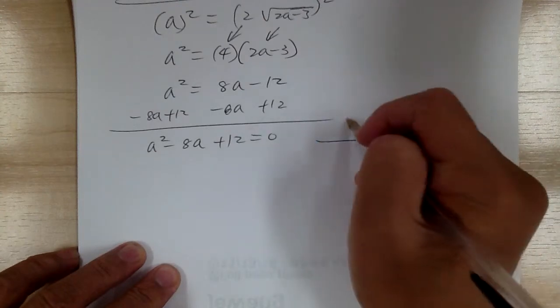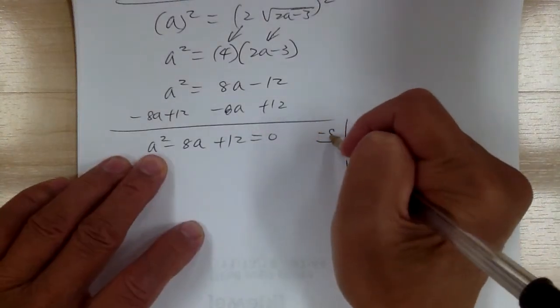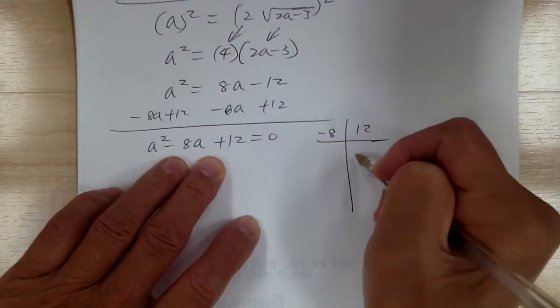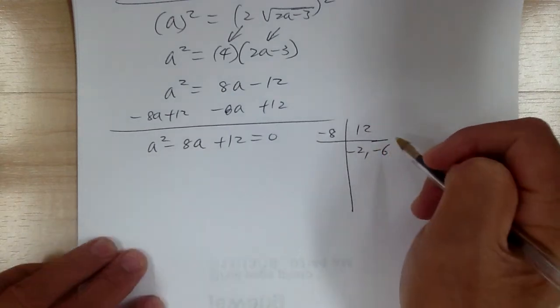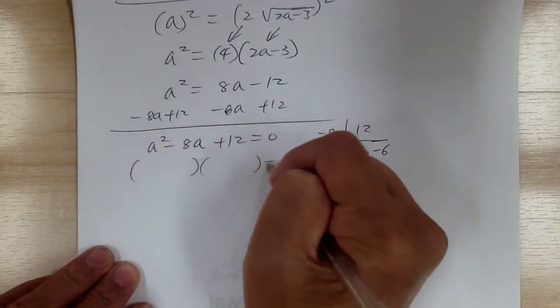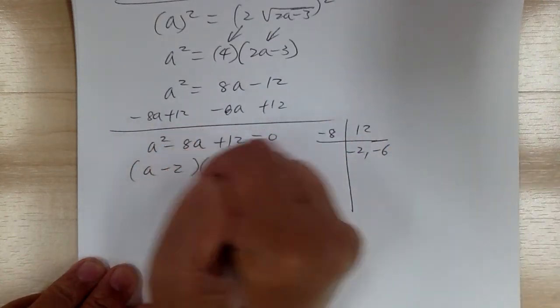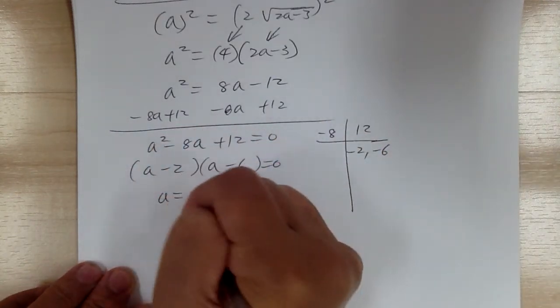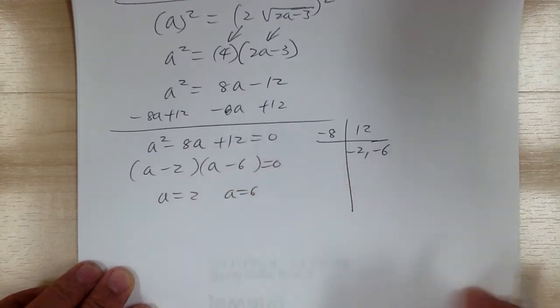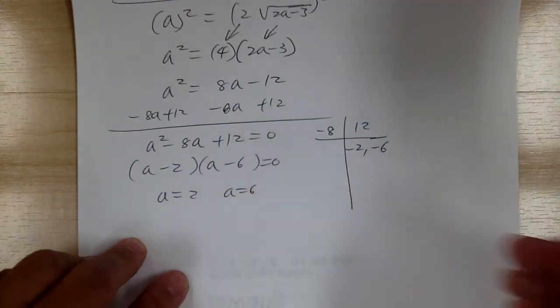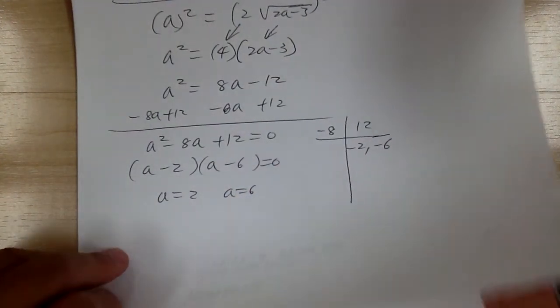Go and do the factoring. So you got negative 8a and 12. So you need to have negative 2, negative 6. Okay, so you got minus 2, minus 6. So you got a equal to 2, a equal to 6. Okay, so now we need to check answers. So let's go back to the original.